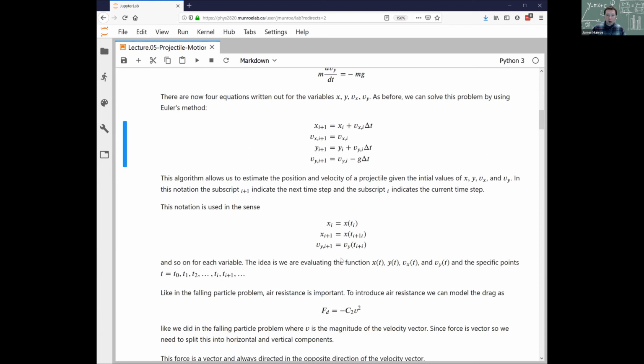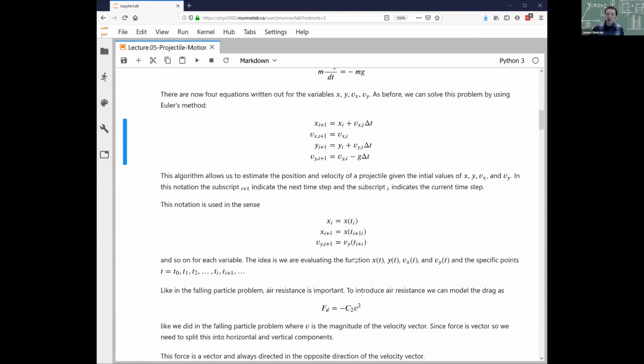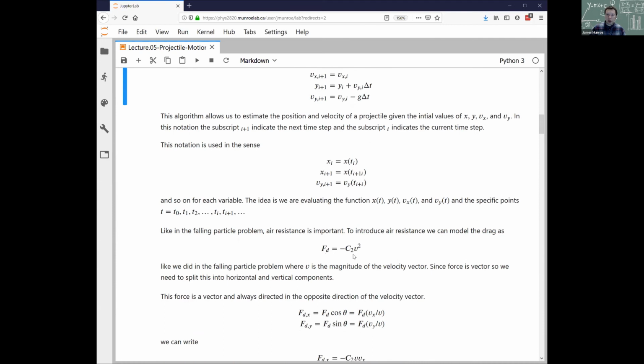Now, like for a falling particle, if you're going to do projectile motion through the air, you're going to have air drag. And for any particle moving at even a moderate speed, that drag is going to be predominantly quadratic in its dependence on velocity. So what we can do is model it with an air drag term. That is, the force due to the drag of the air on the object is going to be proportional, that's what C2 represents, to the square of the speed of the object.